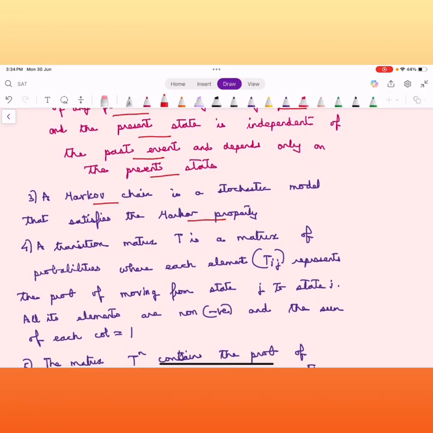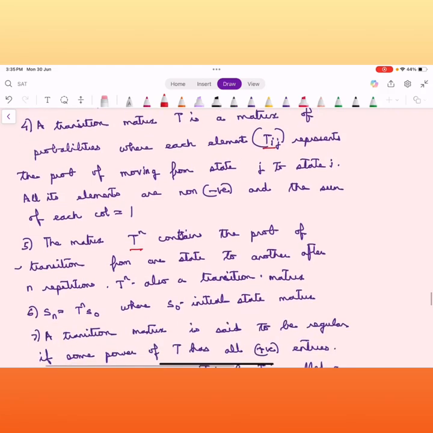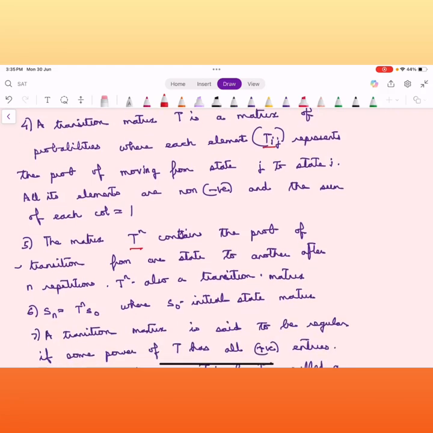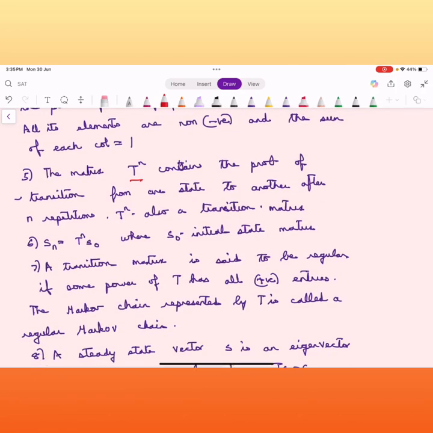Now a transition matrix T is a matrix of probabilities where each element Tij represents the probability of moving from state J to state I. All its elements are non-negative and the sum of each column is 1. So Tij is moving from J to I. The matrix T raised to n contains the probability of transition from one state to another after n repetitions. T raised to n is also a transition matrix. And Sn is T raised to n S0, where S0 is the initial state matrix.